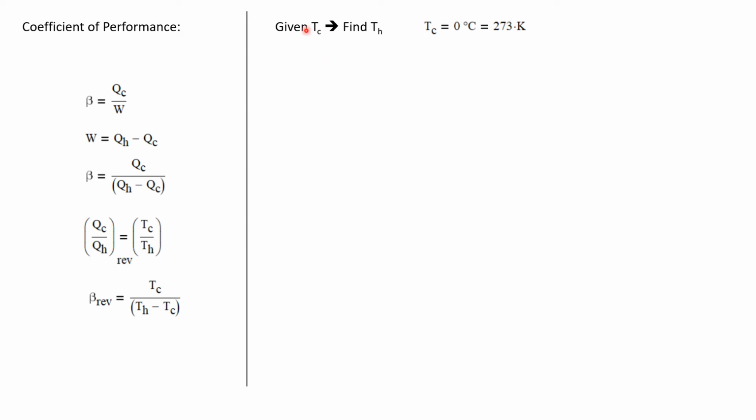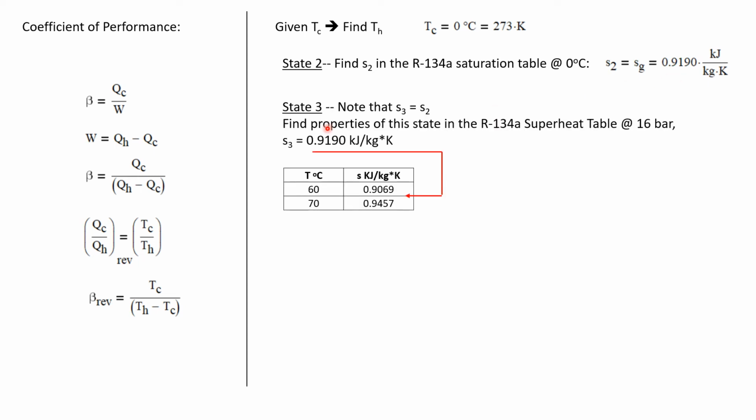Now we already know TC, that was given, that's at state 2, and that is at 0 degrees C, and we need to work with absolute degrees, so that is equivalent to 273 degrees Kelvin. Now at state 2, we can go to the 134A saturation table at 0 degrees centigrade. And we see that S2 is just the value of S sub G in the table. It's a saturated vapor. And we get an entropy value at this state of 0.9190 kilojoules per kilogram K.